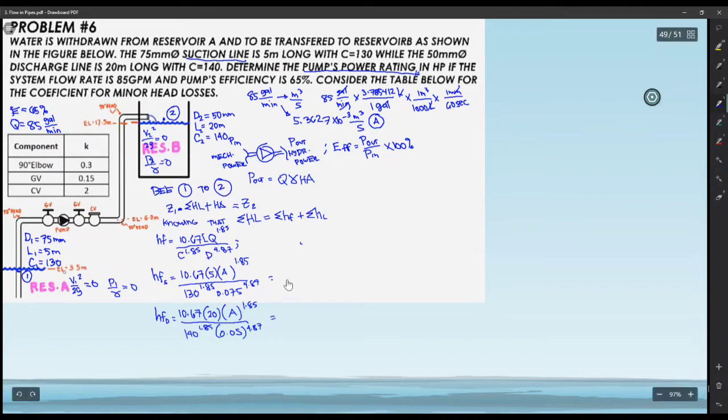Okay, so ang nakuha kong sagot po ay 0.1242 meter para doon sa suction line. So, itago muna siya sa beta, ha.